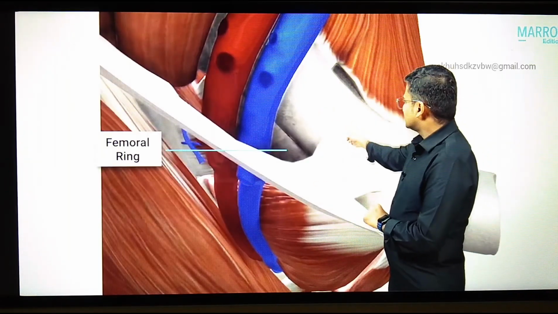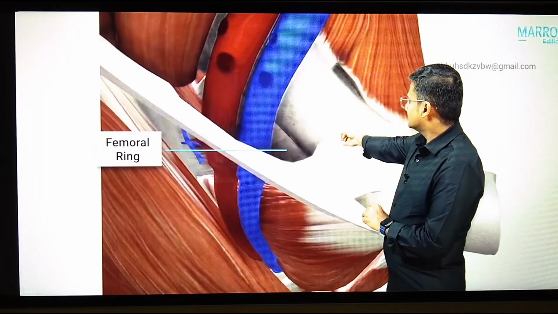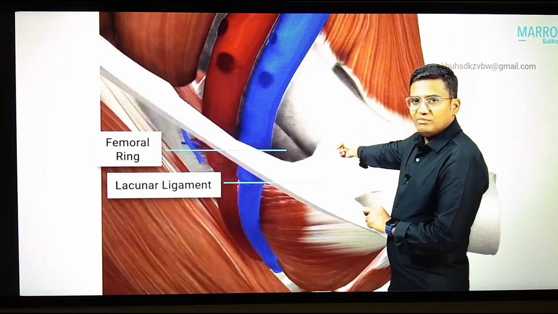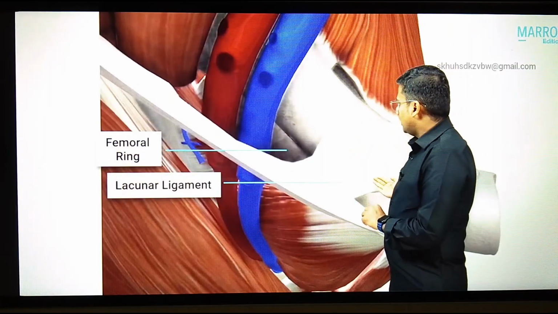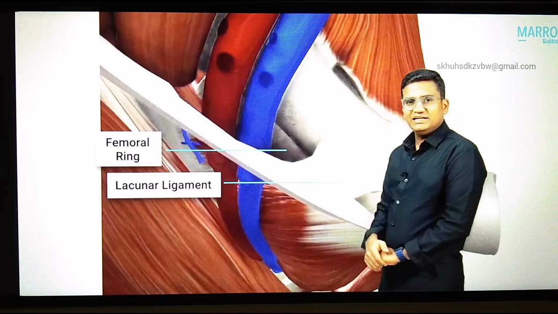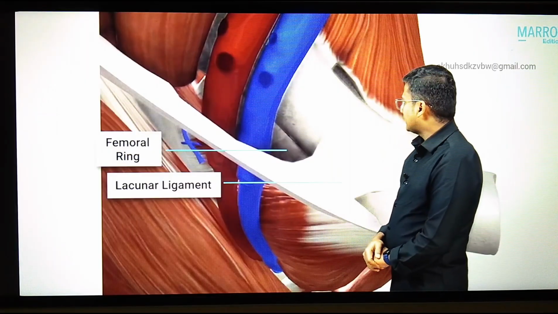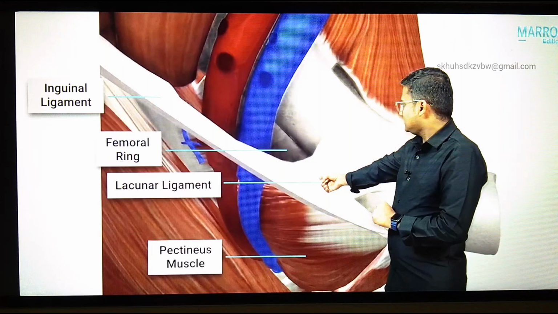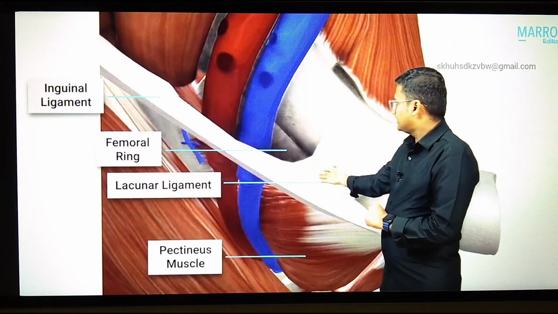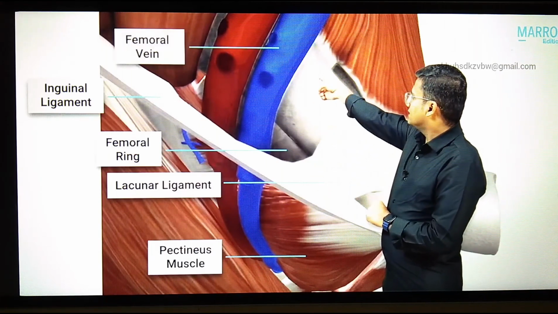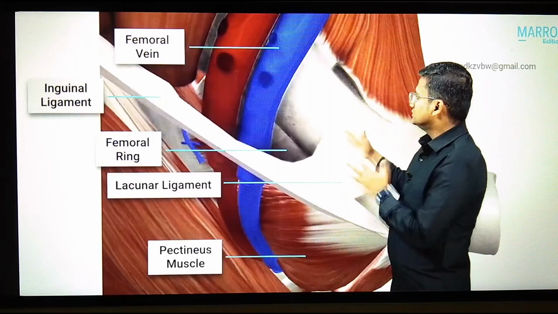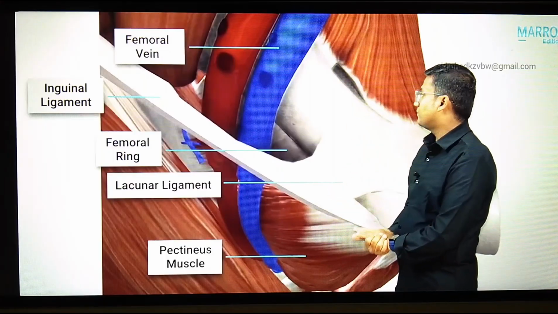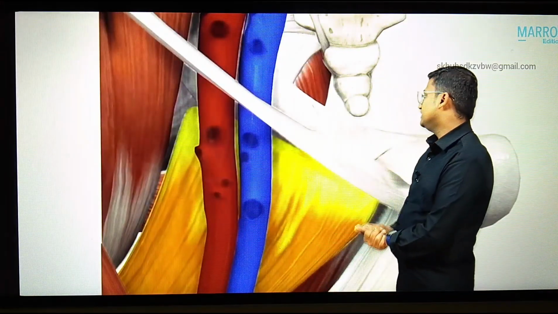Now medially you are seeing one ligament there, that is our lacunar ligament forming the medial boundary. Now in the front side, you are seeing another ligament, that is our inguinal ligament. Posteriorly, we are seeing pectineus muscle and the pectineal ligament of Cooper. Laterally, one vein, that is our femoral vein. Now, this is the boundary of the femoral ring. Femoral ring boundary is very important.